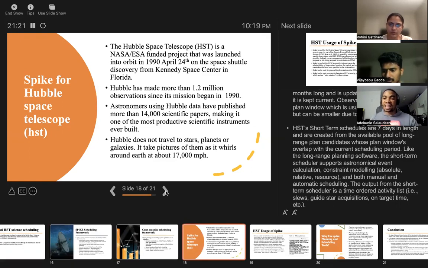Just like the long-range planning software, the short-term scheduler supports astronomical event calculation, constraint modeling, absolute and relative resources, and both manual and automatic scheduling. And the output from the short-term scheduler is a time-ordered activity list, that is slews, guide star acquisition, and target time, etc.